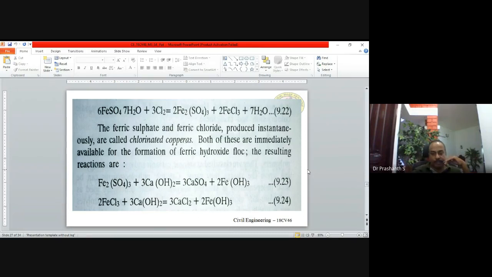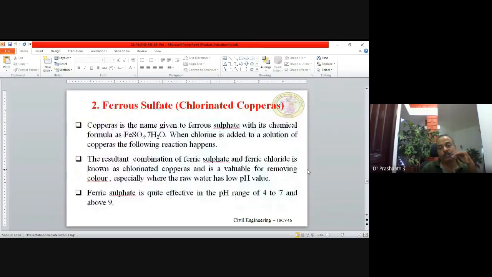It is going to attract the particles and settles down to the bottom of the tank. This is as far as ferrous sulfate or chlorinated copperas is concerned.